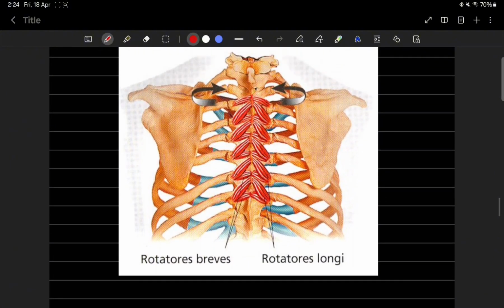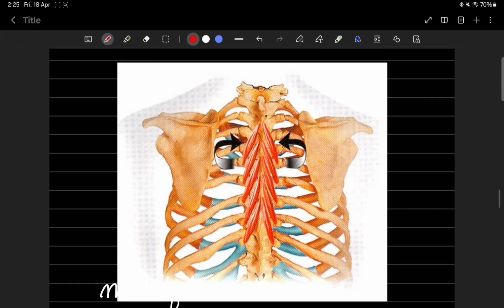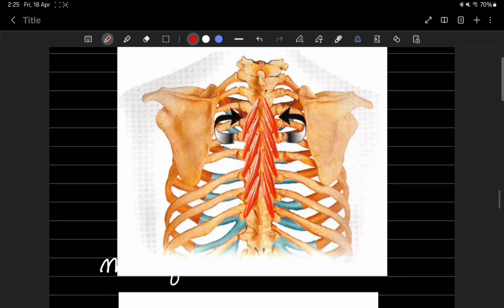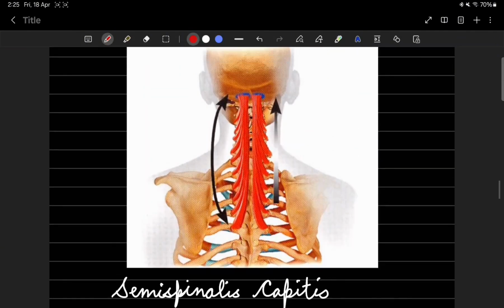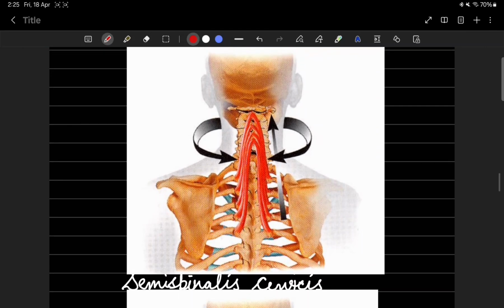Then the rotator group that comes under the transversospinalis muscle, rotator brevis and the rotator longus, that is responsible for the stabilization, extension and rotation of the vertebral column. Then we have the multifidus group that comes under the transversospinalis muscle. Here is the semispinalis capitis muscle, the semispinalis cervicis muscle.